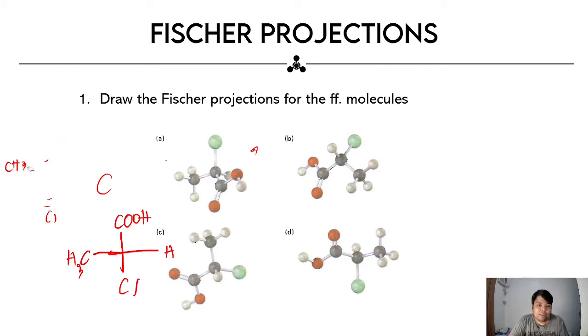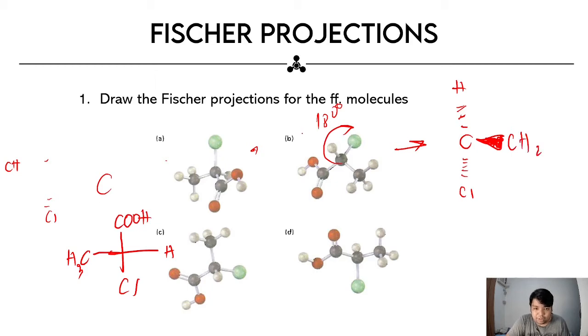So let's have letter B. So the same. What I do is also a 180 degree flip so that it would look like this, wherein the hydrogen is pointing backward, but at the top of the tetrahedral carbon, your chloro group is at the bottom pointing backward. And your methyl group and your carboxyl group are coming out to hug you, as the mnemonic says.